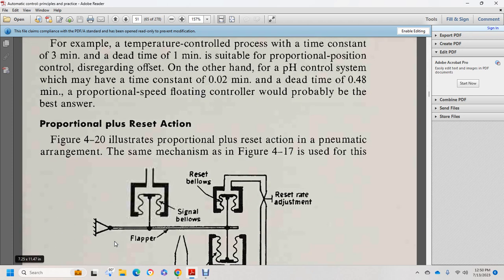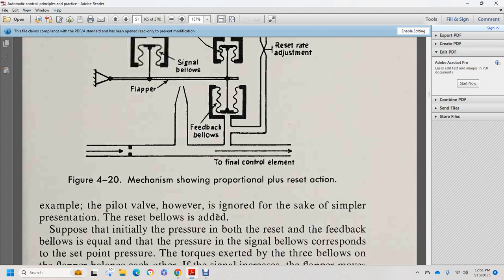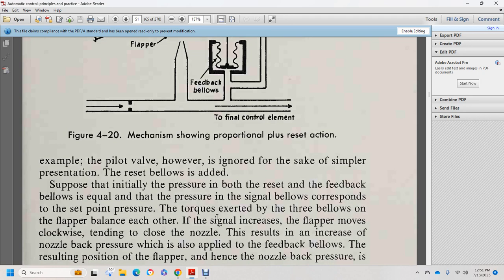Proportional plus reset action. Figure 420 illustrates the proportional plus reset action, with the same pneumatic arrangement as in Figure 417 used. You have a flapper, a single bellows, a reset bellows with a readjustment rate, and a feedback mechanism shown, with the proportional plus reset feedback to the final control element. The pilot valve is ignored for the sake of a simpler presentation. The reset bellows is added to support the initial pressure of the bellows for the reset feedback, and the pressure in the bellows is equal to the pressure signal of the corresponding bellows.